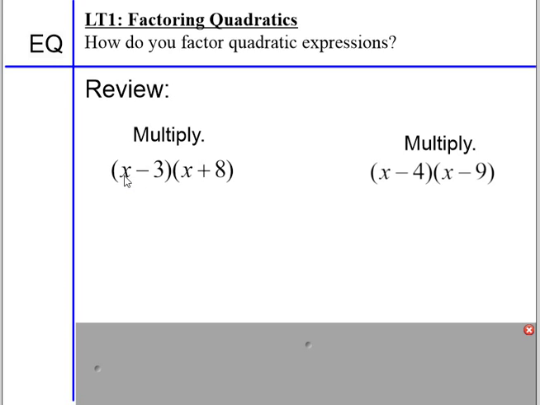These are called binomials because there are two pieces being subtracted or being added together, and we're going to talk about how we multiply these two things. So if you recall from Algebra 1, in Algebra 1 we used FOIL. It stands for first, outside, inside, last.